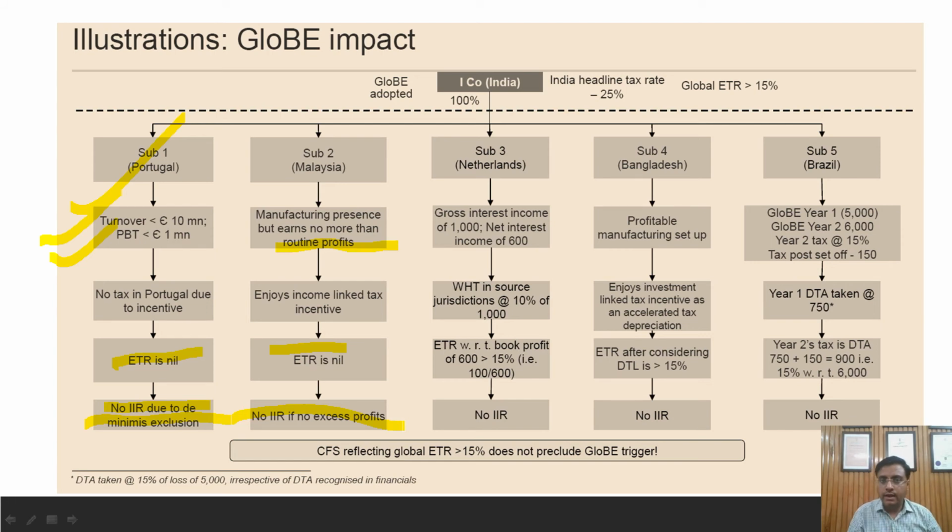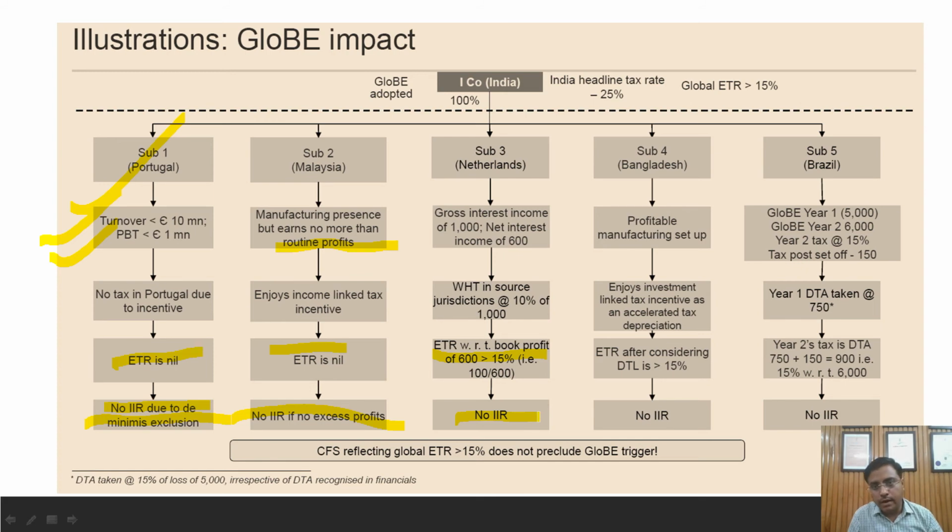In respect of the Netherlands, as I take an example, you are paying interest from India to the Netherlands with 10% withholding tax on the interest income. So 100 is your withholding tax. Your net interest income in respect of the Netherlands is 600. So 100 divided by 600 is 15%. Your ETR is already 15%, so no IRR impact.